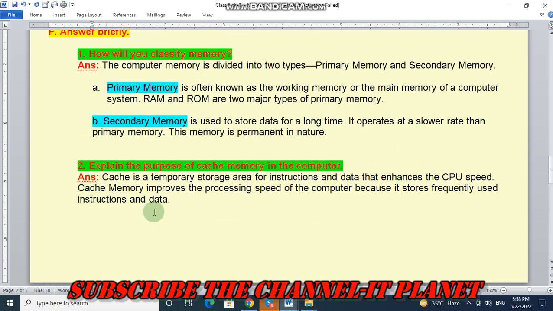Second question. Explain the purpose of cache memory in the computer. Cache is a temporary storage area for instructions and data that enhances the CPU speed. The cache memory improves the processing speed of the computer because it stores frequently used instructions and data. This is the answer of the second question.